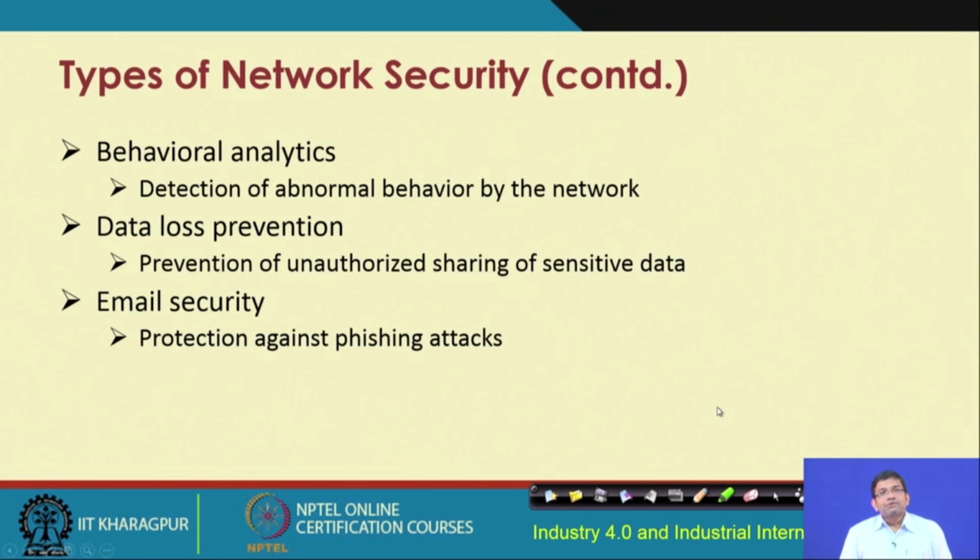There are different types of security issues. Behavioral analytics for detecting abnormal behavior in the network should be done. Data loss prevention should be ensured, and email security should be ensured to protect against phishing attacks.